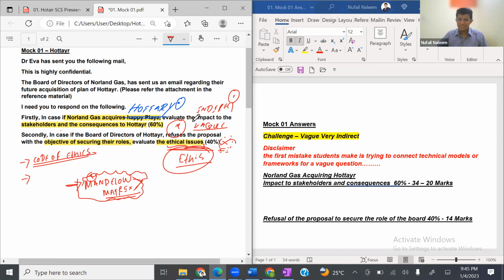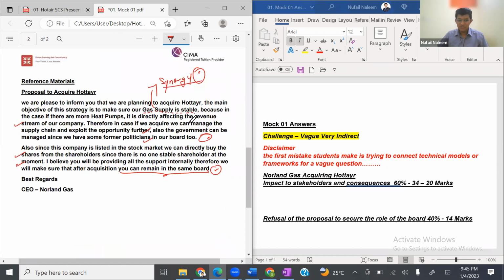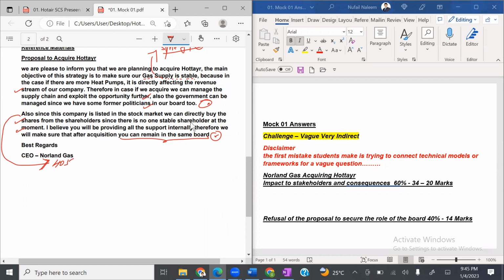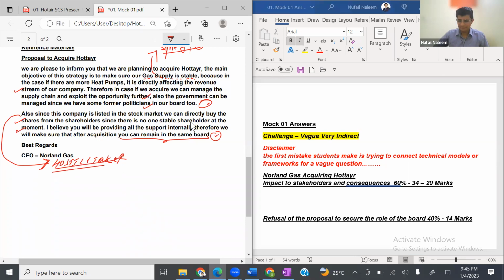Now, the second technical model that a student should not memorize but should understand is this: this type of takeover is known as what? Hostile takeover. This is known as hostile takeover. So students, I'll just explain hostile takeover to you all so that it will be very clear.